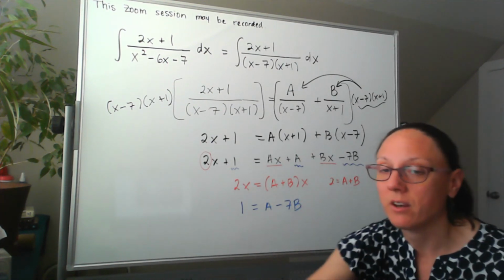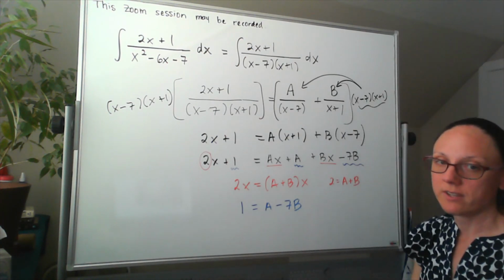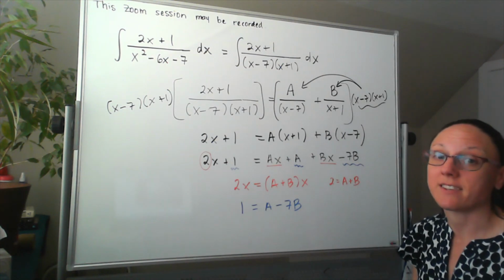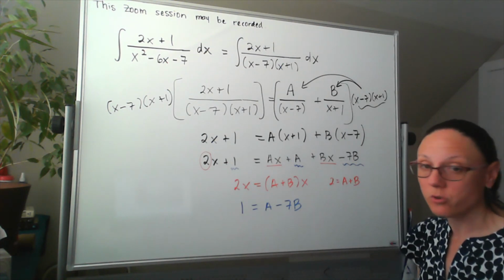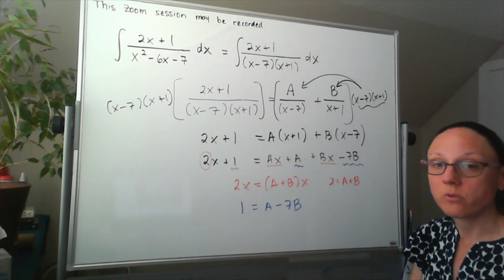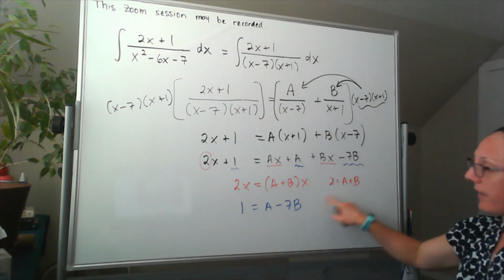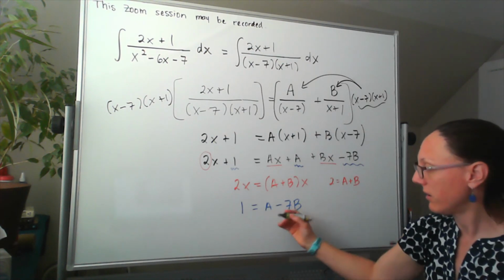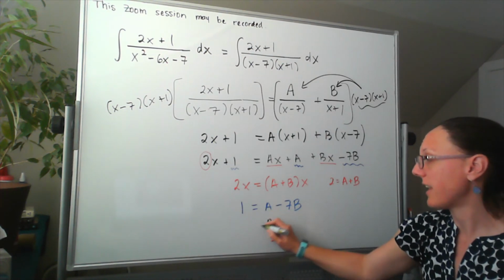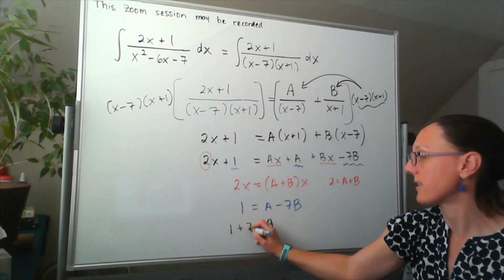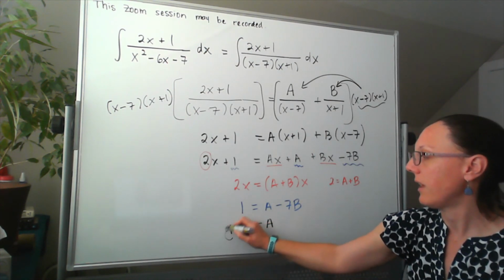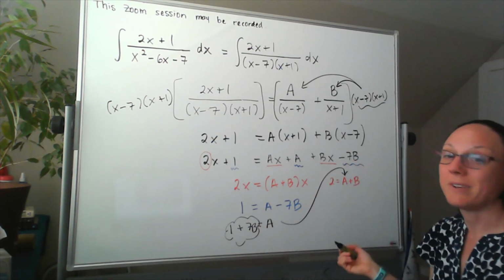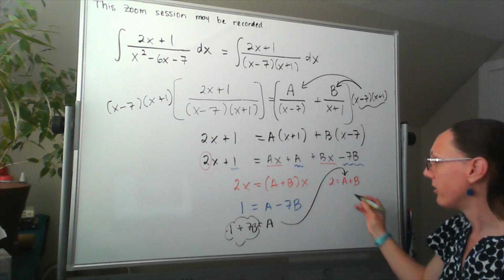Whenever we use this method, we end up with a system of equations, and we can use any of our algebra skills to solve that system of equations. I happen to like substitution, so I think that's what I'm going to choose here. Thinking about these two equations, this one could be rearranged to say a is equal to 1 plus 7b, and that can be substituted in this other equation.